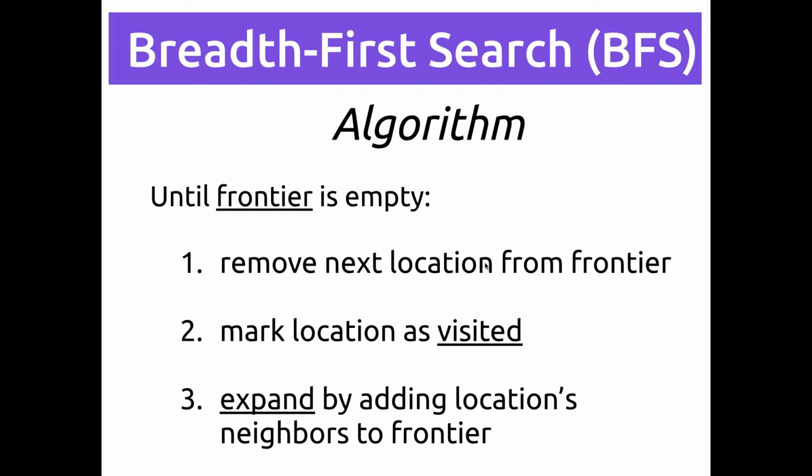First thing you do is you take the next location out of the frontier. You mark it as visited, so you keep track of which ones you visited so that you don't ever visit them again. And then you expand by taking that location and adding each of its neighbors to the frontier. And that's all there is to it. So let's look at an example of how that works.